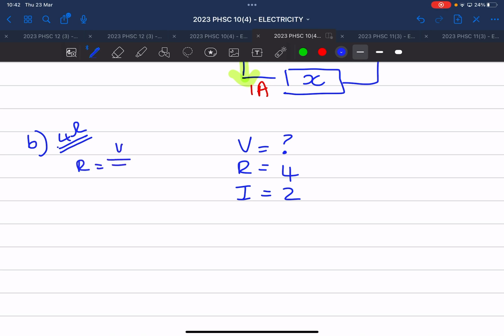Resistance is volts over current. The resistance is 4. The volts we want to get. The current is 2. Katlano, what are we going to do here if we want to get volts?